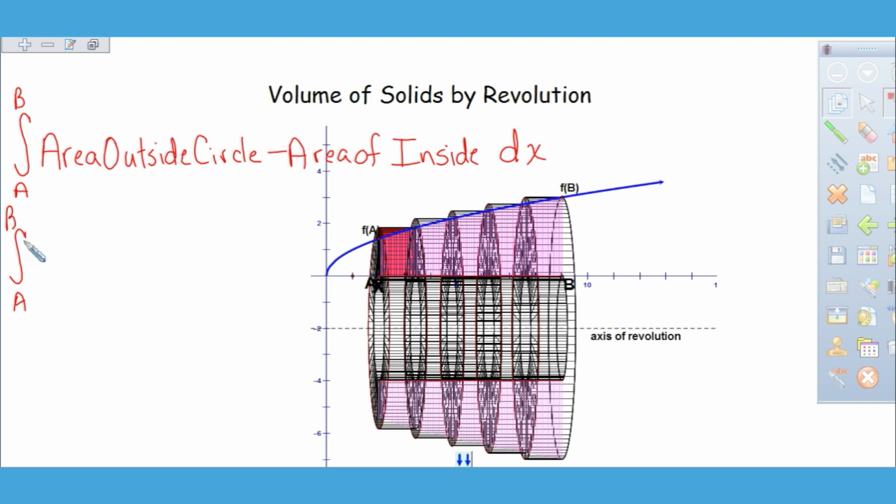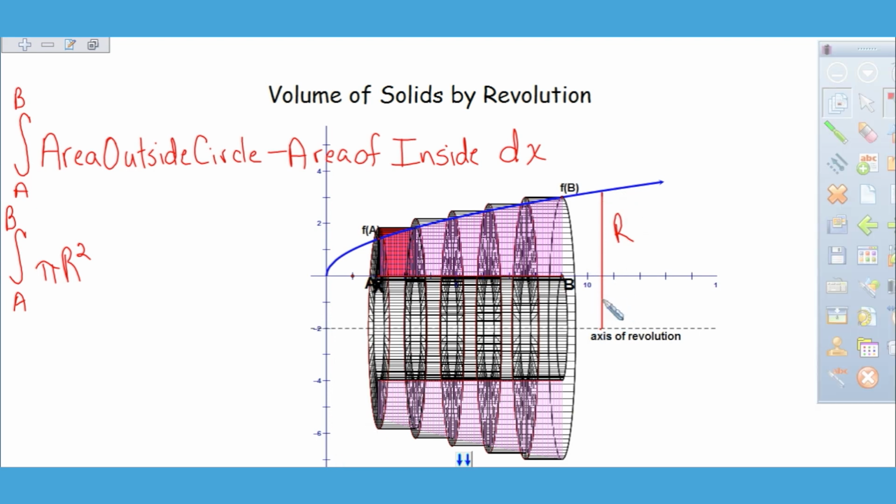Let's give some letters to this. Because the area of the outside circle, we're going to call this pi big R squared. And so that means the distance from here to here is going to be called big R. That's from the axis of rotation to the outermost circle. That's the radius of the big circle.